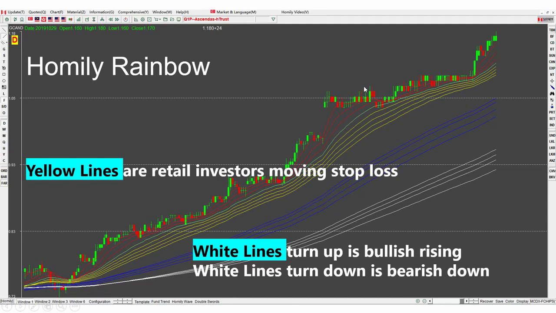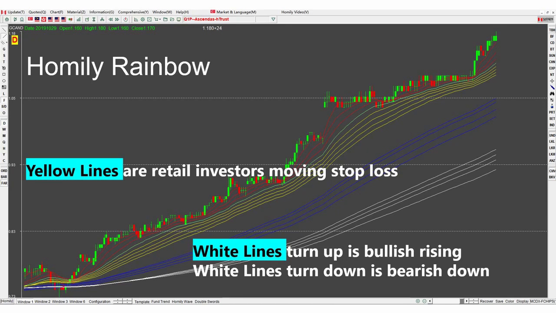If the candlestick moves above the yellow line, no big problem. It means the price is higher, and our stop loss also follows the candlestick higher and higher. Once the price breaks down the yellow line, it's time to take profit. For retail investors, the yellow line is very important. If the price is above the yellow line, no big issue. If the price breaks down the yellow line, better out first.